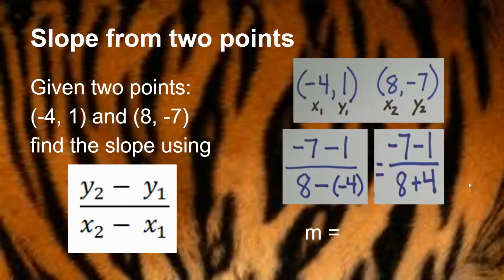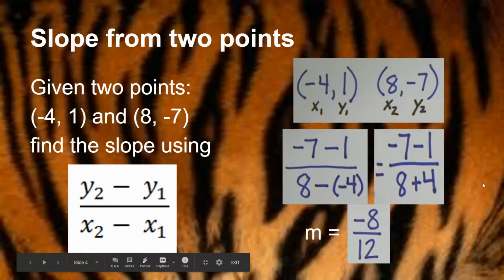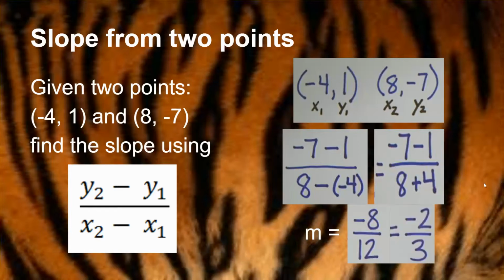Go ahead and add the tops and add the bottoms. You get -8 over 12, but it is a fraction. You do have to simplify it. Let's divide them both by 4. We get -2 over 3.